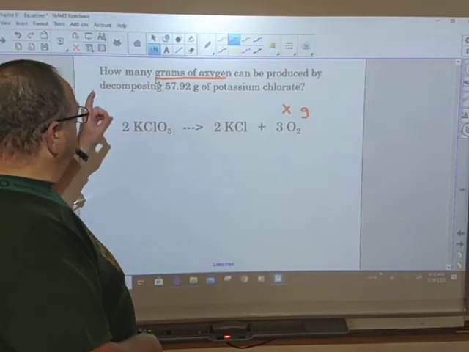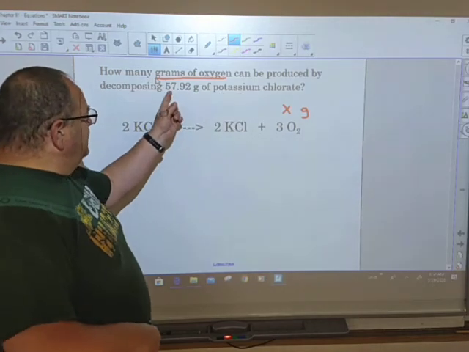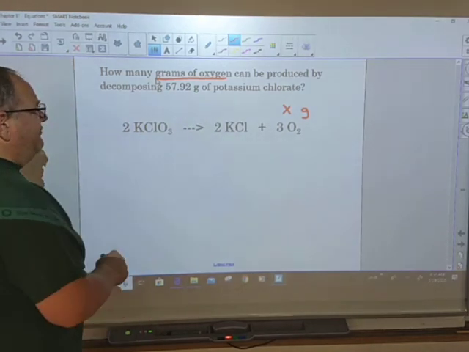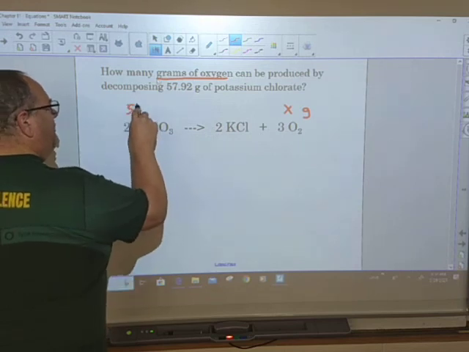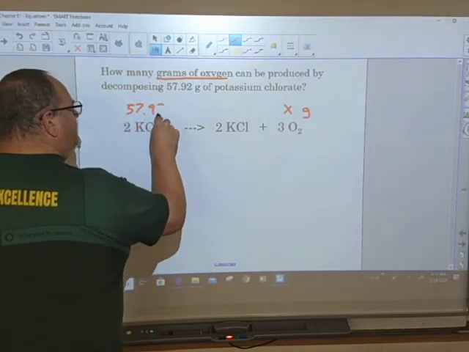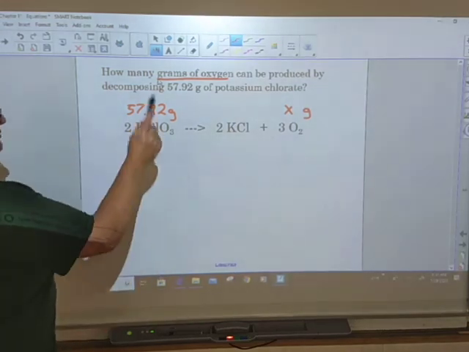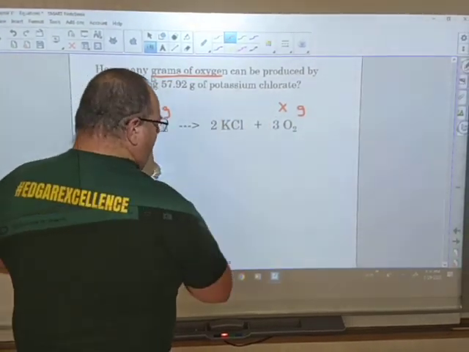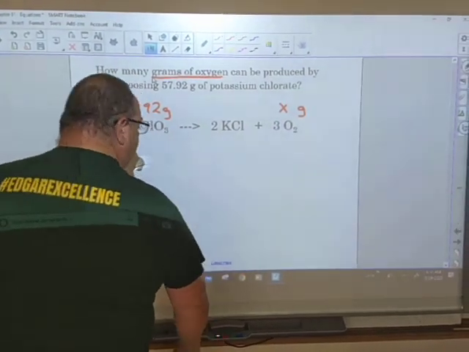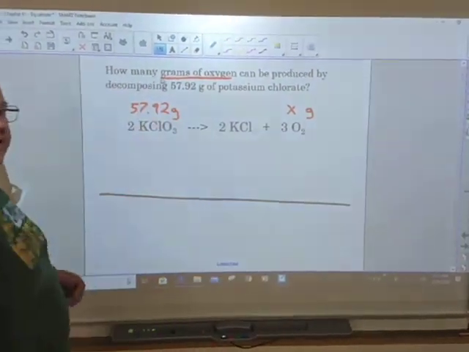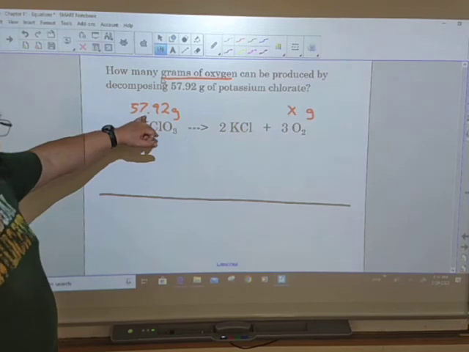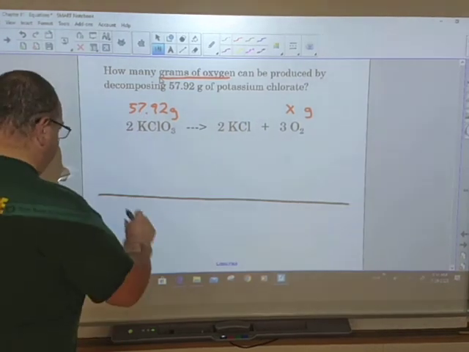And what else do we know? Here's an amount of potassium chlorate. We're going to decompose 57.92 grams. So here's my potassium chlorate. I'm going to just write 57.92 grams. So I know I'm trying to get from there to that value. All right, let me draw up here's going to be my work line. This was the quantity I was given. So I'm going to start with that.